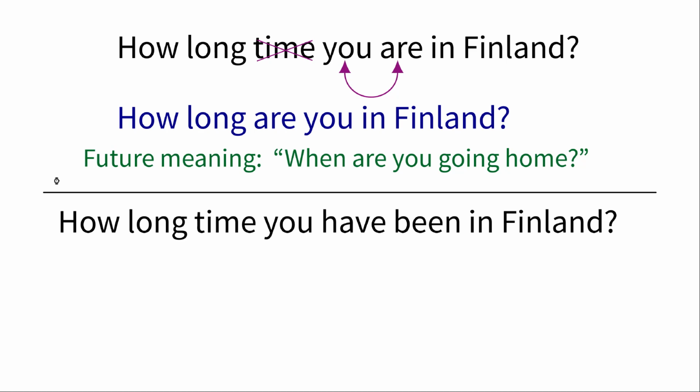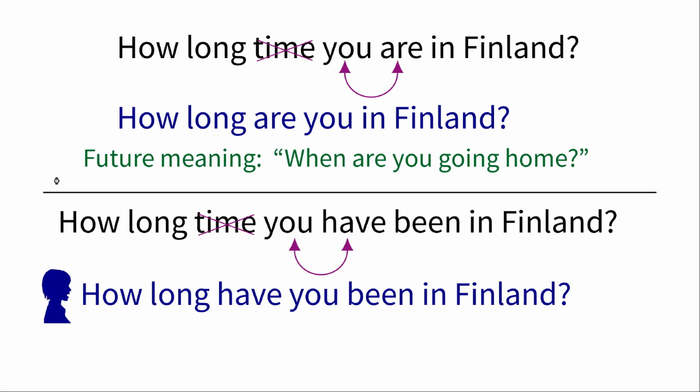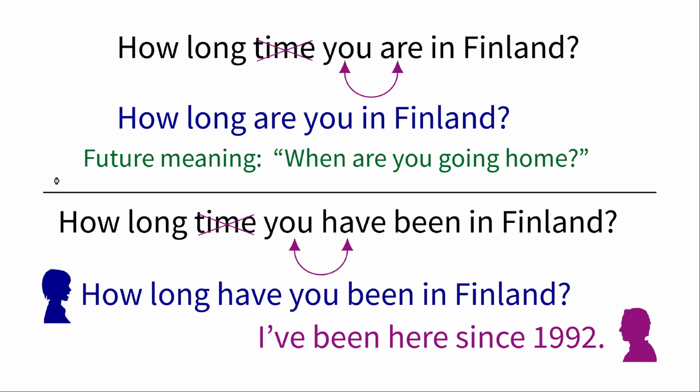Okay. How long time you have been in Finland? We're getting closer now with have been, but again, never ask a question with how long time. Second part as well, you have been in... It's not right word order, so let's change that. You have, of course, must be have you. So the correct question is this one. How long have you been in Finland? And I'll answer that question. I've been here since 1992.